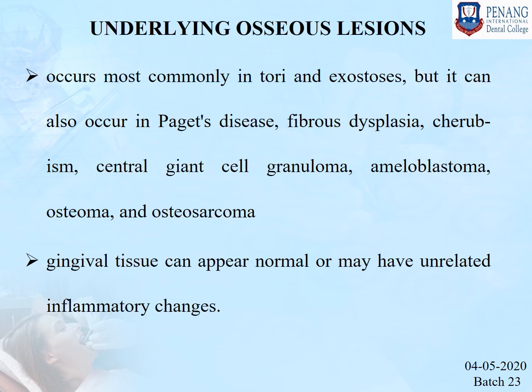Then come underlying osseous lesions. It occurs mostly in tori or exostosis, but it can also occur in Paget's disease, fibrous dysplasia, cherubism, central giant cell granuloma, ameloblastoma, osteoma, and osteosarcoma. Gingival tissue can appear normal or may have unrelated inflammatory changes.